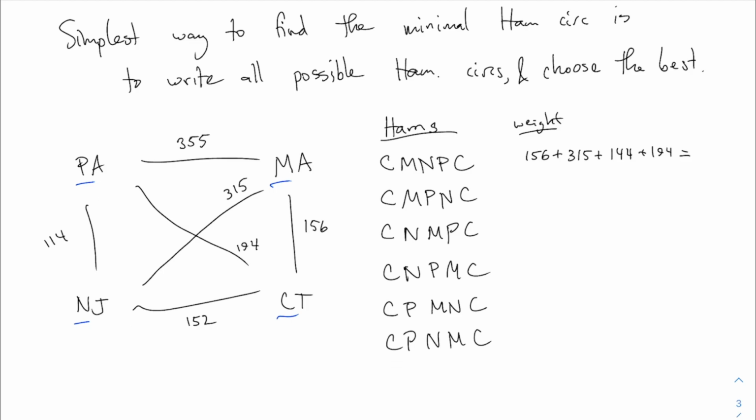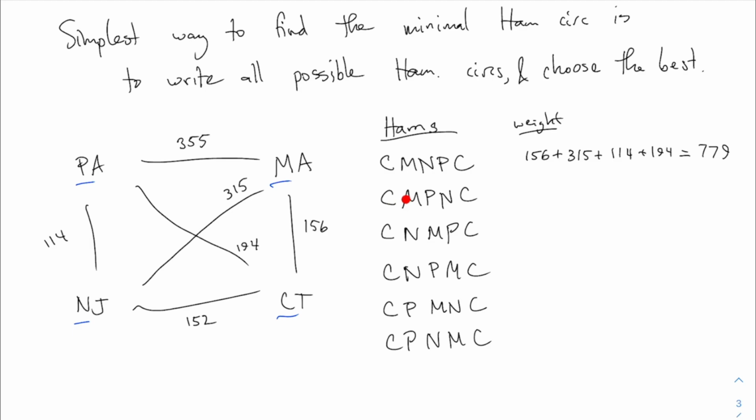Sorry, I wrote 144. It's 114. Doesn't really matter, but in case you're trying to do these numbers along with me. Anyway, I said 779. That's the total distance for that particular route. And then we just do this for the other ones also. This is slightly boring, but it's not hard, right? You have to, again, add these numbers up.